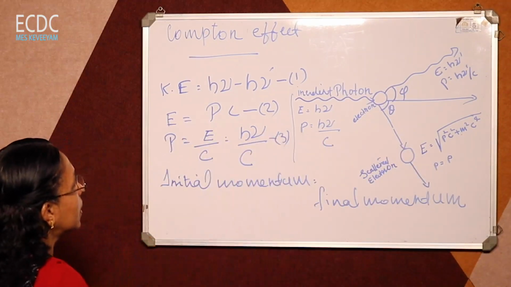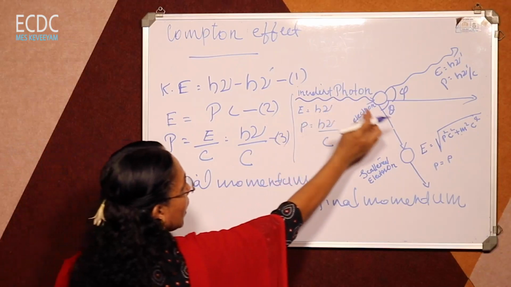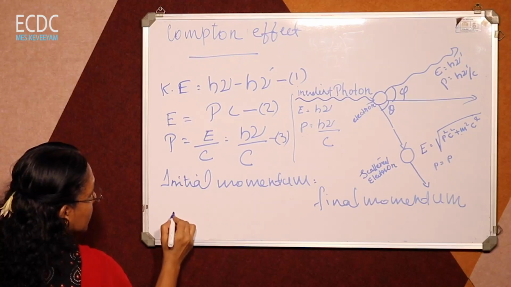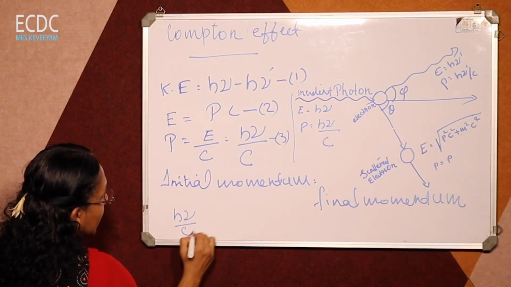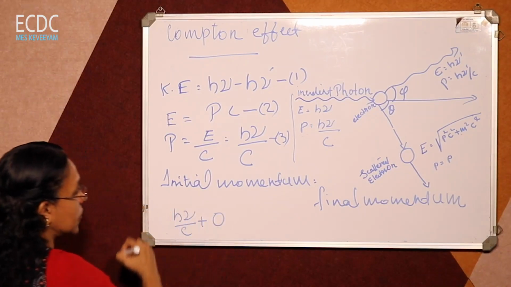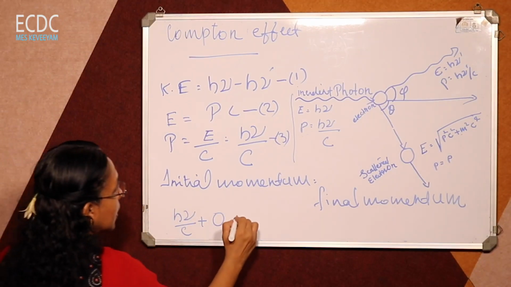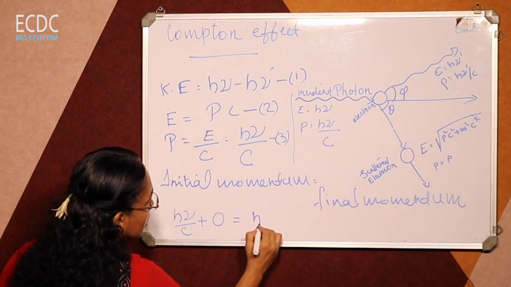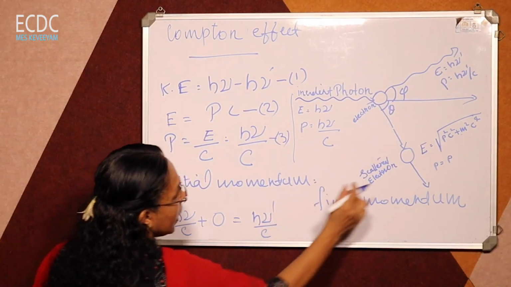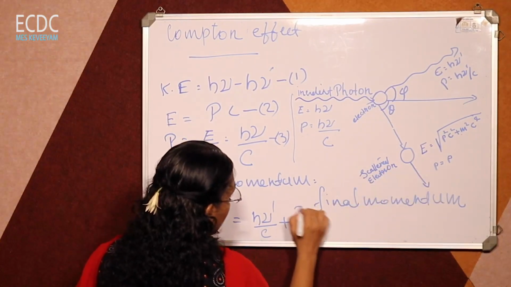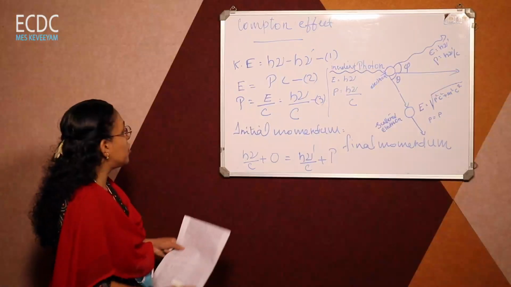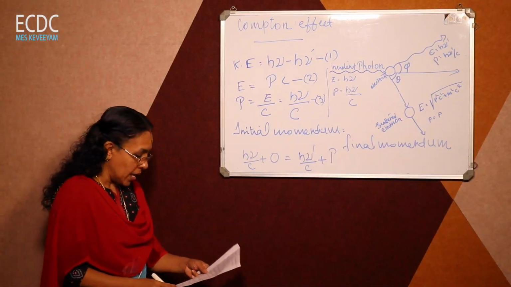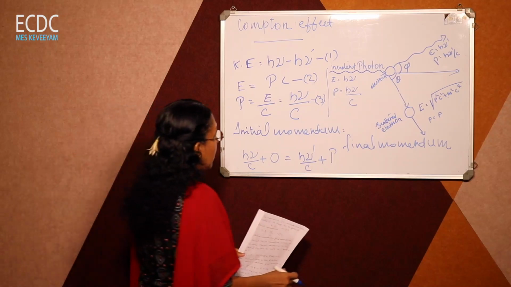So what is here the momenta of the photon and that of the electron, that is the initial momentum. So momenta of photon is equal to h nu by c. Momenta of electron is 0 because electron is at rest. What is the momenta of photon after collision? It is equal to h nu prime by c. And the momenta of the electron is equal to p. So h nu by c plus 0 is equal to h nu prime by c plus p. So we can put this equation as 4.